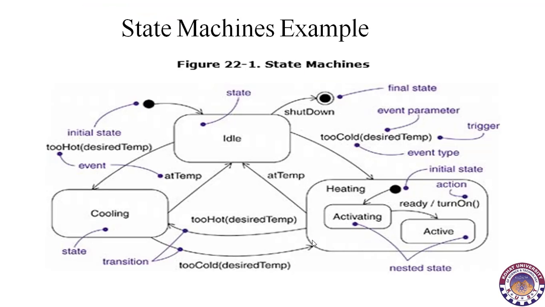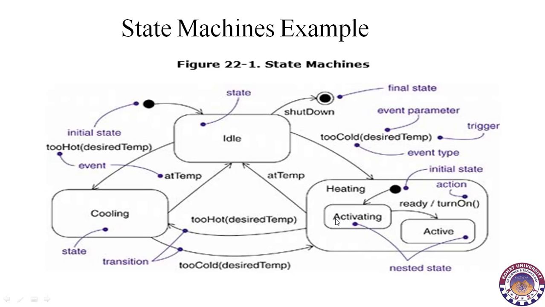This is another state machine diagram, of a cooling system. For example, if we have a cooling system, first it is the start and then the idle state, and after idle the cooling state will be called. If the event is too hot and the desired temperature is passed to the too hot function, then the cooling state will be called. After the cooling state, if the room becomes too cold, then the heating state will be called. And the heating state is a sub transition diagram.